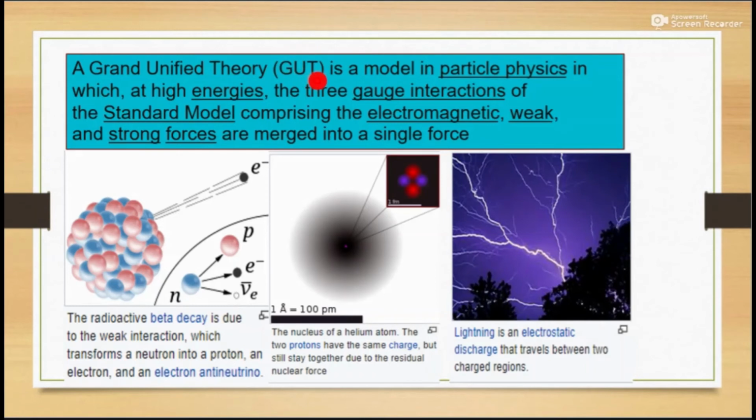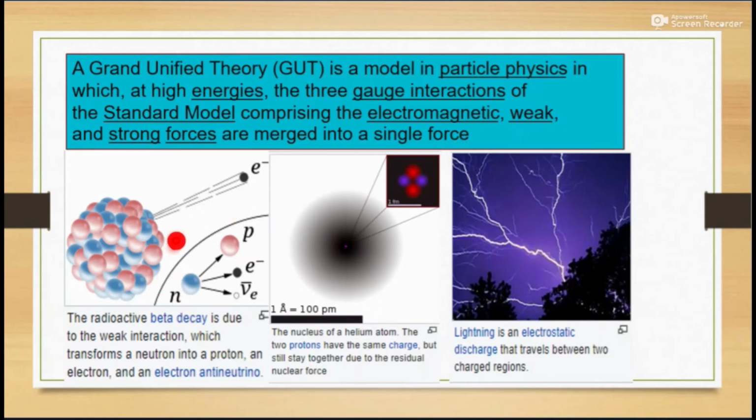Okay, a grand unification theory is a model in particle physics in which, at high energies, the three gauge interactions of the standard model, comprising the electromagnetic, you can see here electromagnetic, weak, you can see here this is the weak, and strong, this is the strong, merge into a single force. He described how these three forces merge into a single force. This is called the grand unification theory. We can merge these three forces and make a combined force. He was given the Nobel Prize in 1979 for the invention of the grand unification theory.